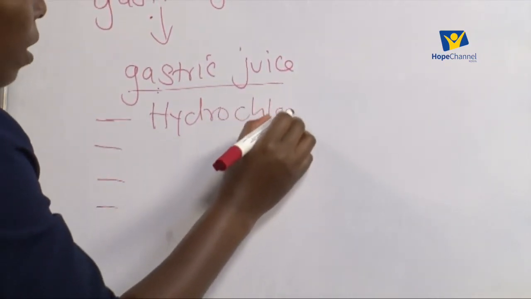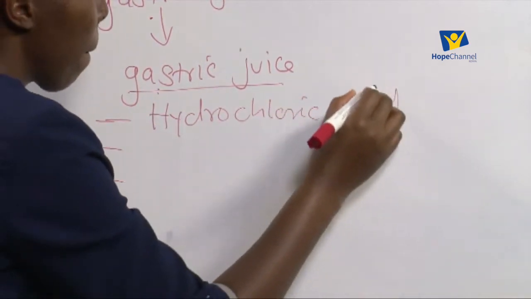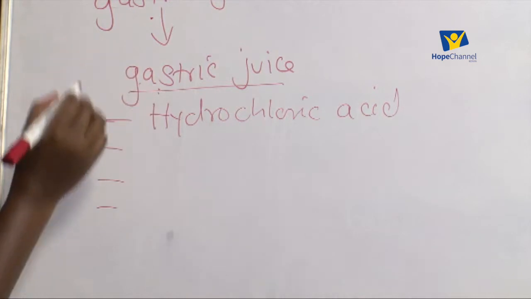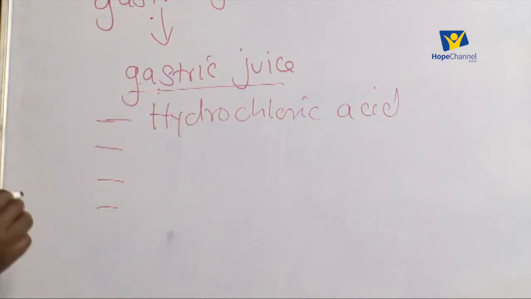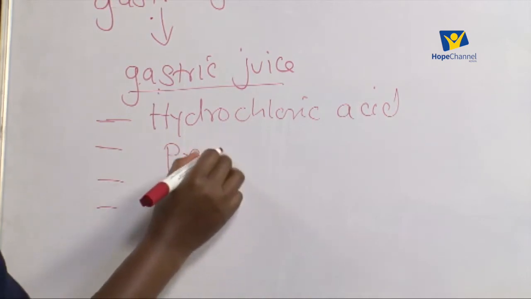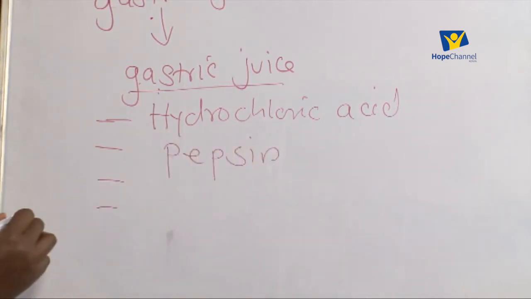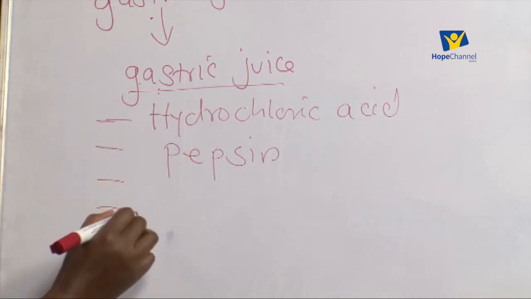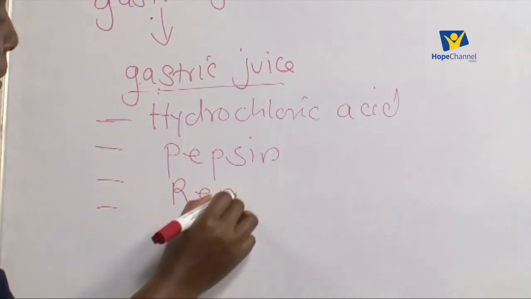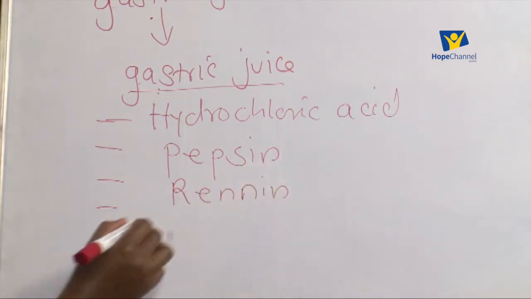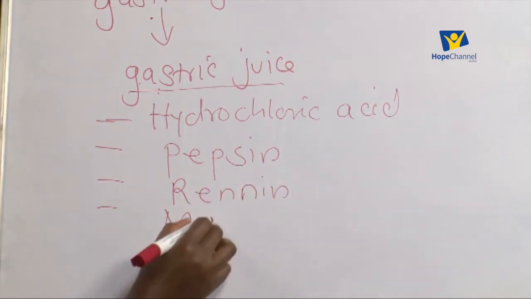Now, the gastric juice consists of various components. Number one, gastric juice consists of hydrochloric acid. It consists of an enzyme by the name pepsin. It also consists of an enzyme by the name renin. And it also consists of mucus.